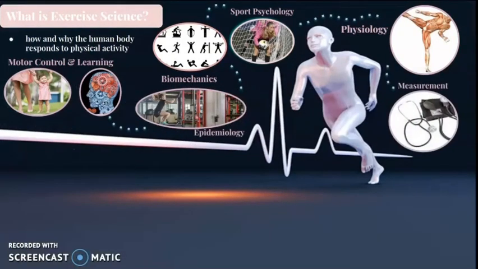Next we have measurement. In exercise science, one must measure a variety of things to acquire data. Measurement is very important because information and data can be drawn from measurements. For example, blood pressure is an important measurement in health.